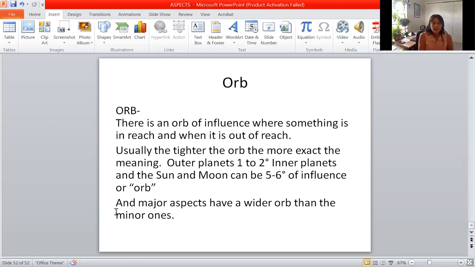And then major aspects have a wider orb than the minor ones. So if you have a trine, you can probably allow 5 or 6 degrees, whereas if you have an inconjunct, I would only allow 1 or 2.